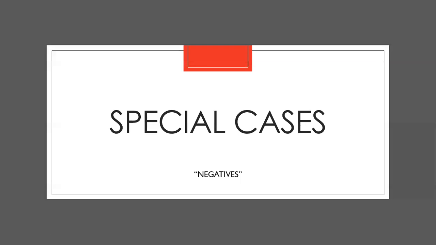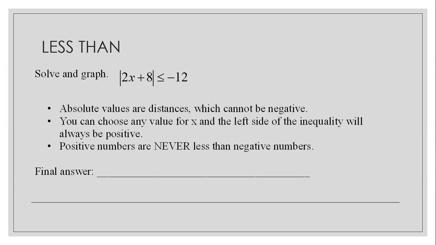Here we go. So last, our special cases. Negatives. Okay. Here are our special cases. If it's less than, so if I have this absolute value isolated by itself, and it says less than or equal to negative 12. Remember that absolute values are your distances, which cannot be negative, okay? You can choose any value for x, and the left side of the inequality will always be positive, okay? Positive numbers are never less than negative numbers. So therefore, in this situation, the final answer is no solution.